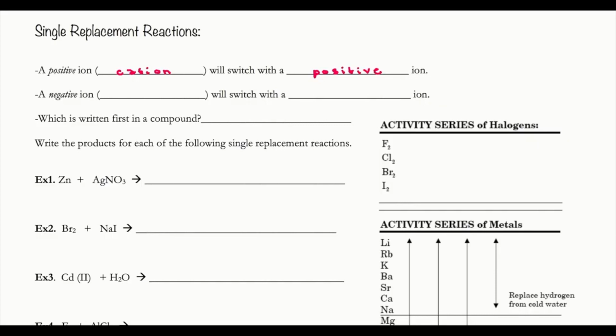A negative ion, which we call an anion, will switch with another negatively charged ion. Okay? And when we're writing these compounds, guys, remember these are ionic compounds that we're dealing with, and so the metal or the cation always goes first. So we always write the cation or the metal followed by the anion or the nonmetal. So in order for this to make sense, let's look at some examples, okay?